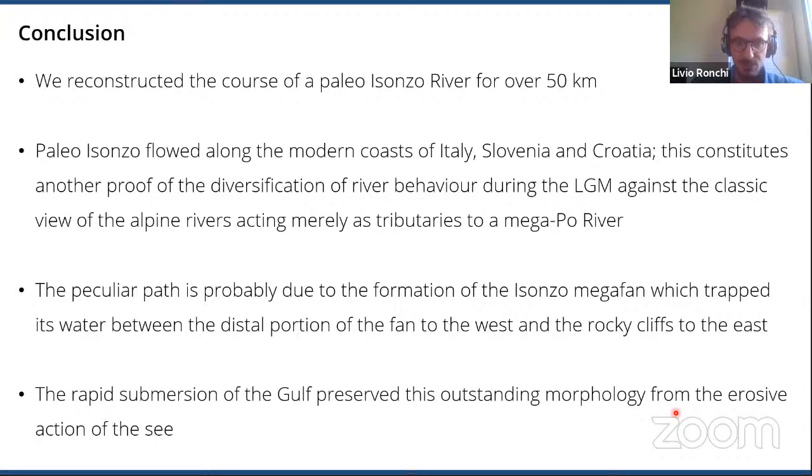As I just explained to you, the peculiar path of this river is probably due to an autogenic factor. So the Isonzo was trapped between the megafan and the cliffs of the Istrian Peninsula. And the last thing to notice is that the rapid submersion of the Gulf allowed the outstanding conservation of this morphology, which otherwise would have been wiped out, as there are no other examples, to our knowledge, of such perfect conservation of other paleochannels.